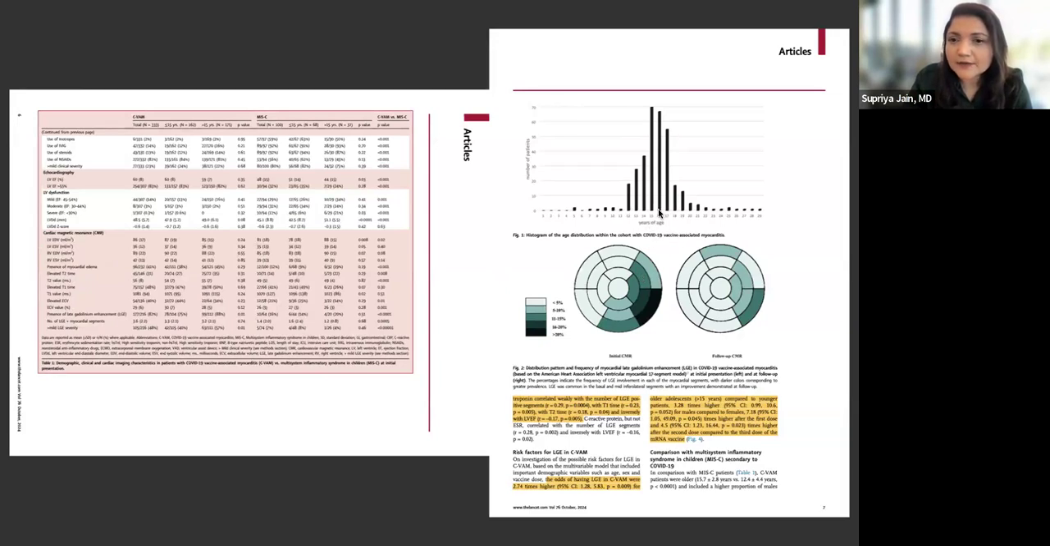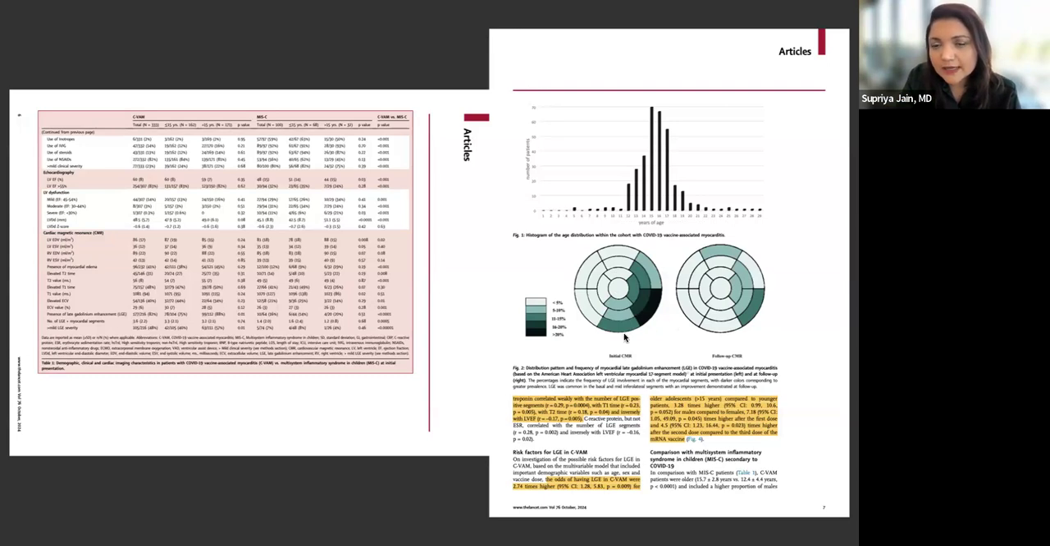So here's a diagram. This just gives the age distribution of the CVAM patients. What I want to highlight is that these were the adolescent group, with more patients in the age group of 14 to 18, and the highest at 15 to 16. So the mean age of the CVAM patients was 15 years.